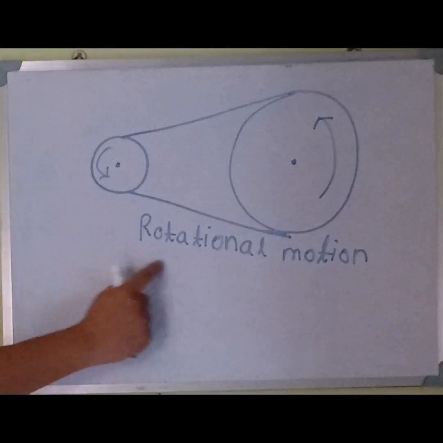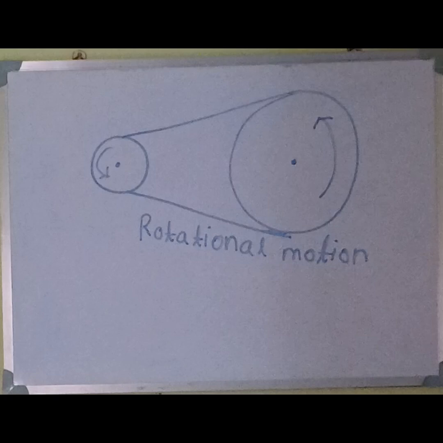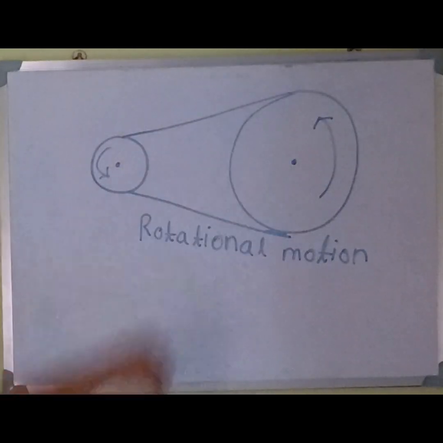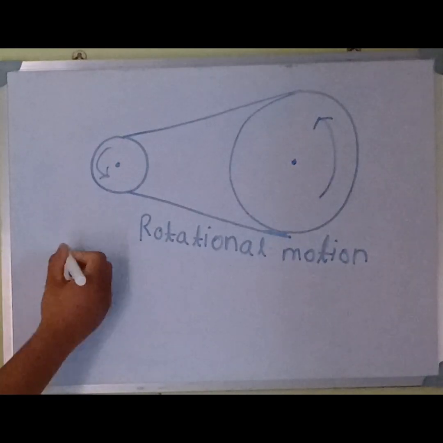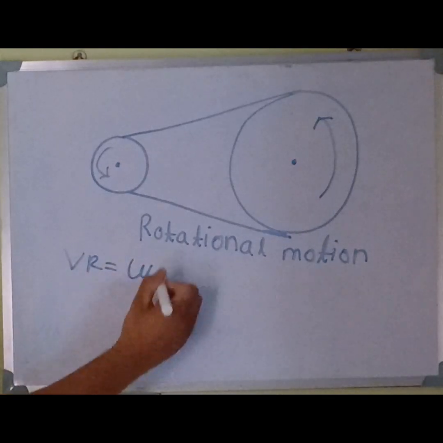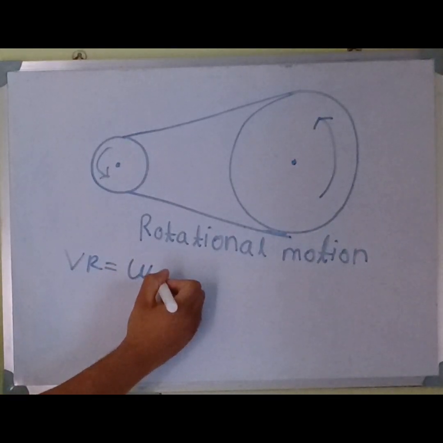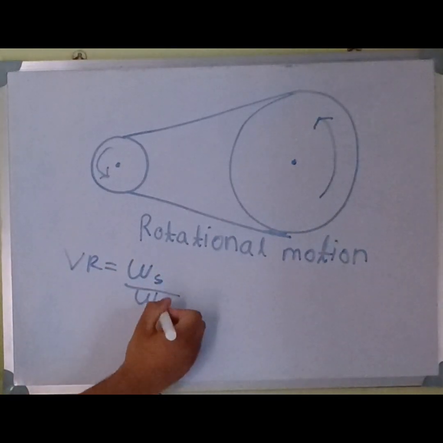Now, as we are dealing with rotational motion, that means the two wheels, the motor wheel and the driving wheel, both are rotating, right? So for velocity ratio, we will be considering the angular velocity of the two.